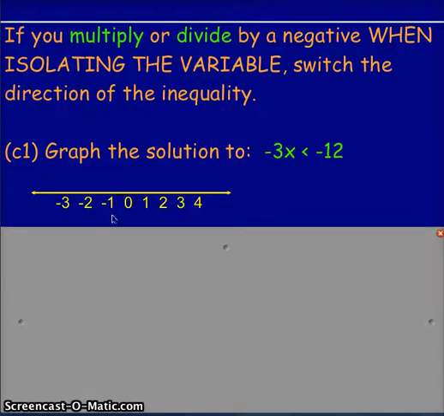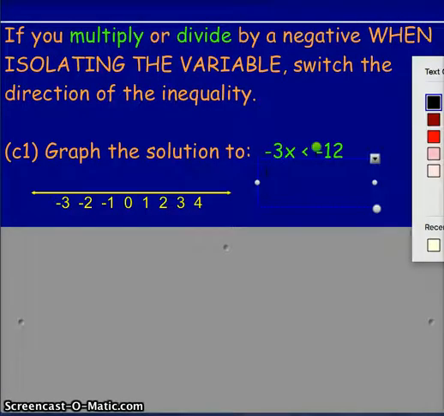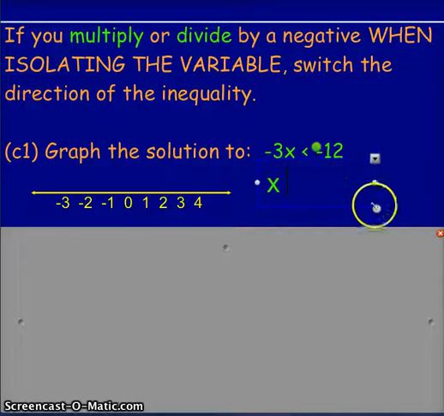Here's an example. Graph the solution to negative 3x is less than negative 12. We're going to divide by negative 3 on both sides, and because we're dividing by a negative 3 in our last step, we now need to change the direction of the inequality. So when you divide by negative 3 on both sides, you're left with x on the left side, and instead of it being less than, now because we divided by a negative, we have to switch the sign to being greater than. And negative 12 divided by negative 3 is positive 4. So your final answer is x is greater than 4.